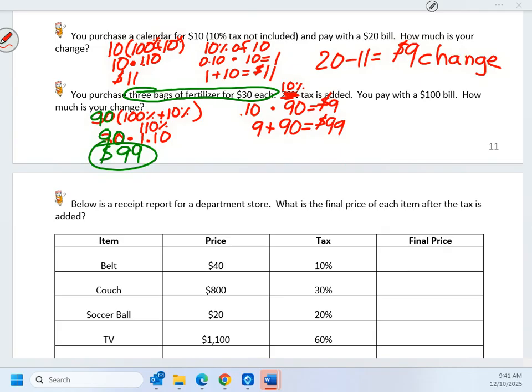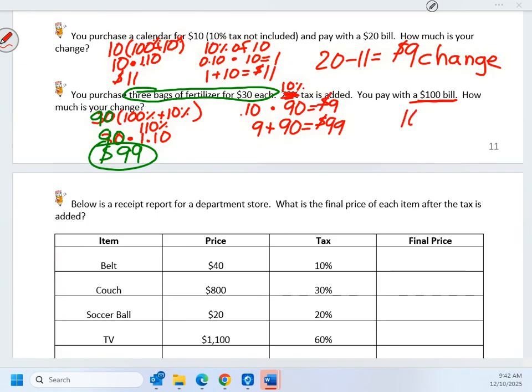99 minus 10. We're paying with a $100 bill, Jude. Cashier says you owe me $99. You give a $100 bill. How do I figure out my change? Think about what we did up here. You have to think of how much money am I giving the cashier? Evelyn?